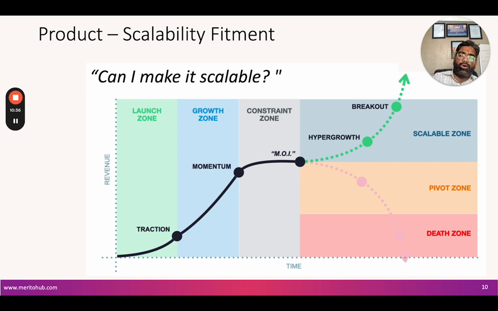Now, it's a very important question: can I make it scalable? When the business looks at the revenue time cycle, when you launch something, be it a product or a service, you get initial traction. Traction is nothing but the acceptance by your customer. The second phase is that you grow that traction, which creates momentum. And then there is a constraint zone where you face constraints, and there you have to ask: can I overcome these constraints and make this a scalable business model? Can I grow this, or can I hyper grow this?